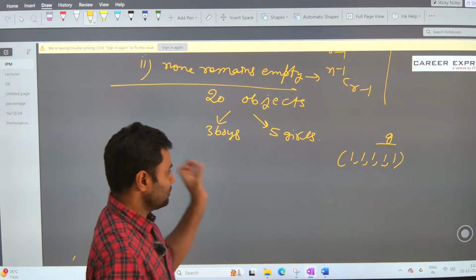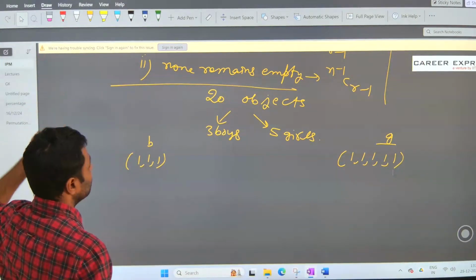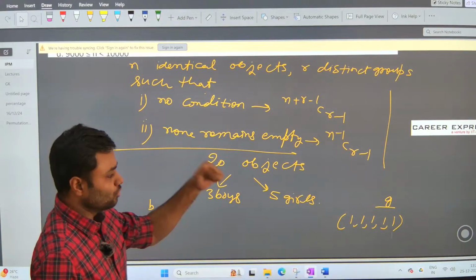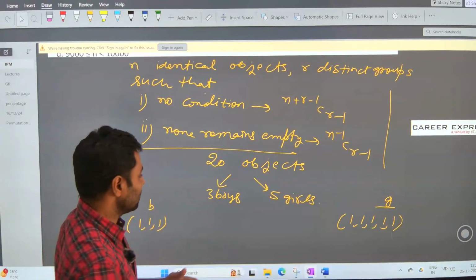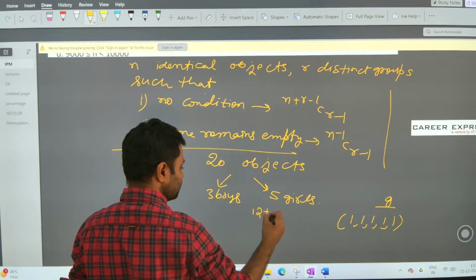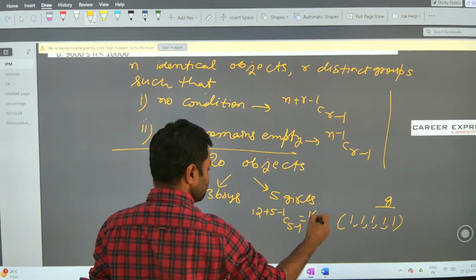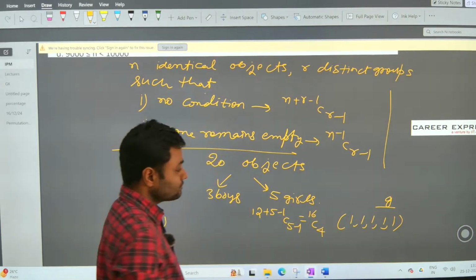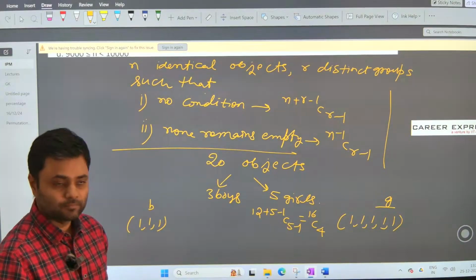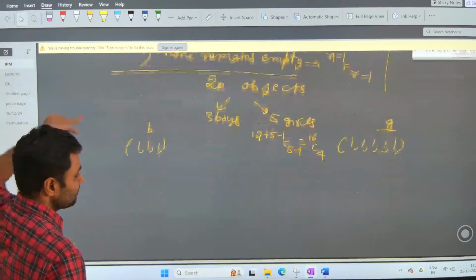So these 12 objects can be given to these 5 girls in how many ways? Now we can use this formula because there is no condition on these 12 objects. They can go to any of the 5 girls in any manner, right? So the answer to this first part will be 12 plus 5 minus 1 c 5 minus 1, that is 16c4. Right? So in the first case the answer is 16c4. I hope it is clear. So we'll go to the second case.